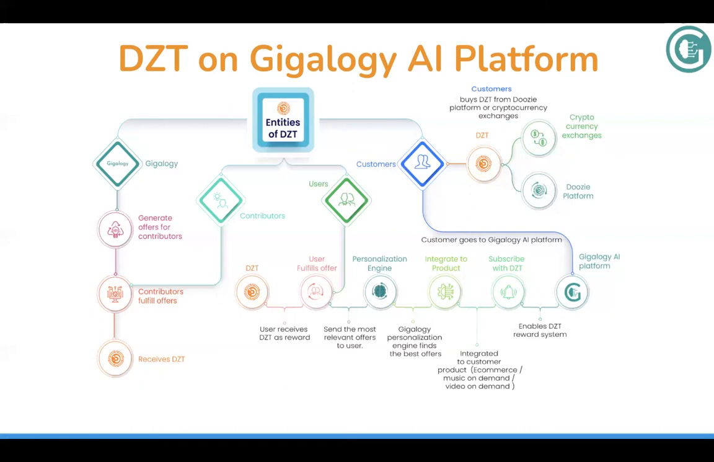conditions of those offers. So what the Gigalogy AI platform does here is it shows a production prototype, or a production case, for how the DZT token ecosystem will work in the real world. And it will help us to overcome all the struggles or difficulties we might face while we execute it.